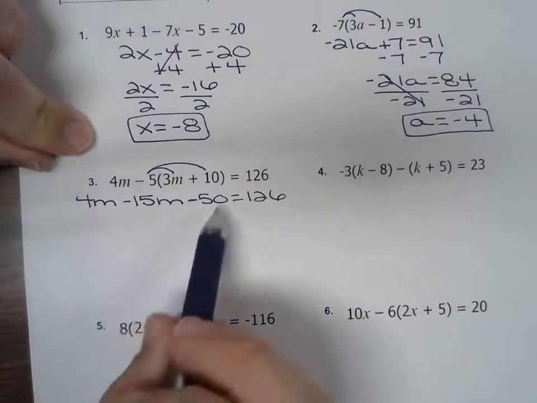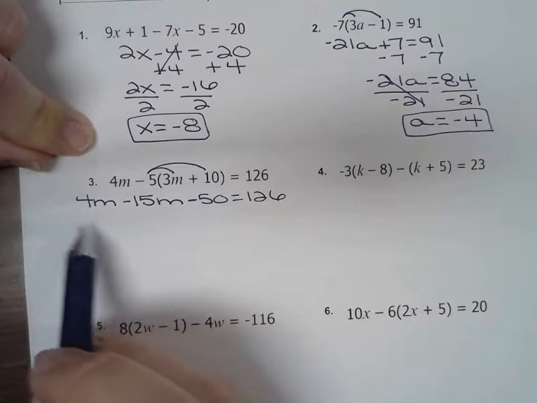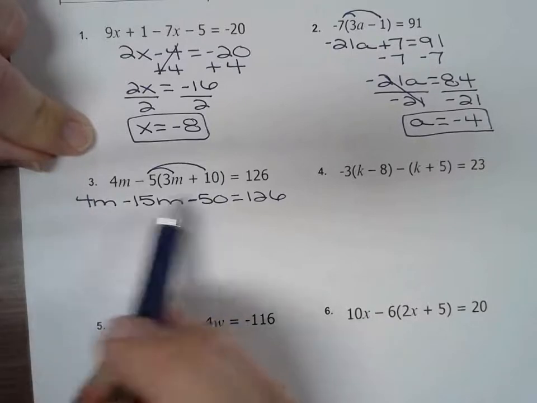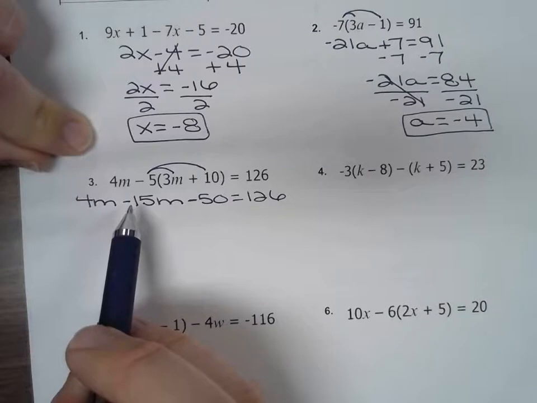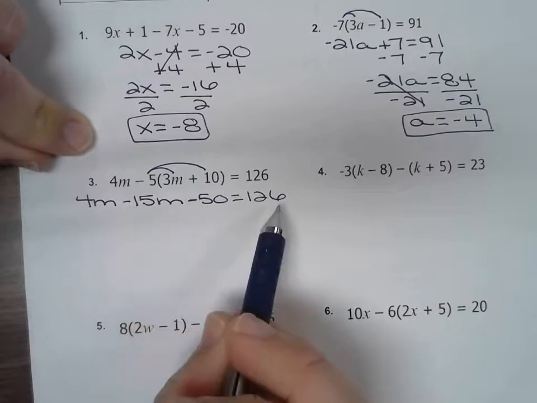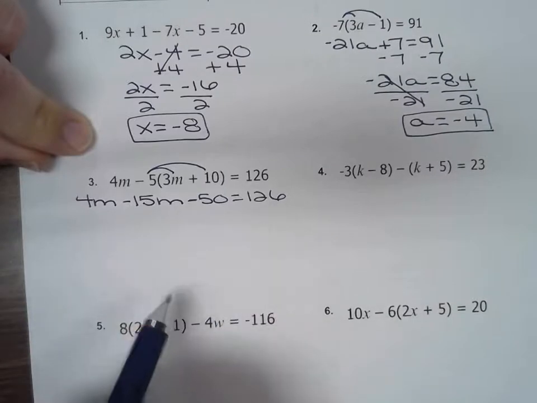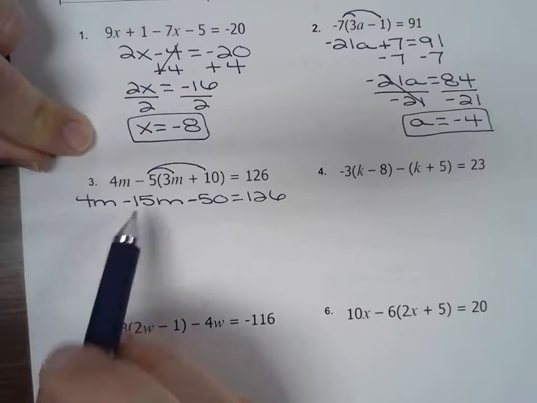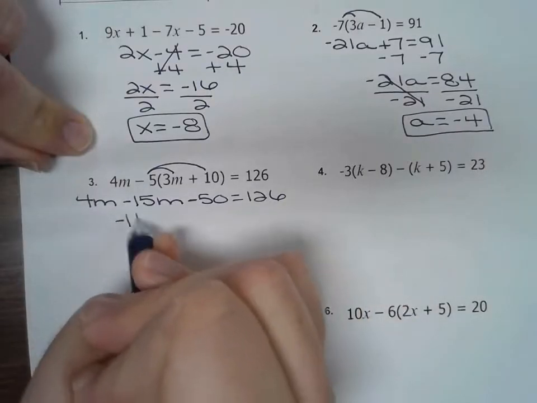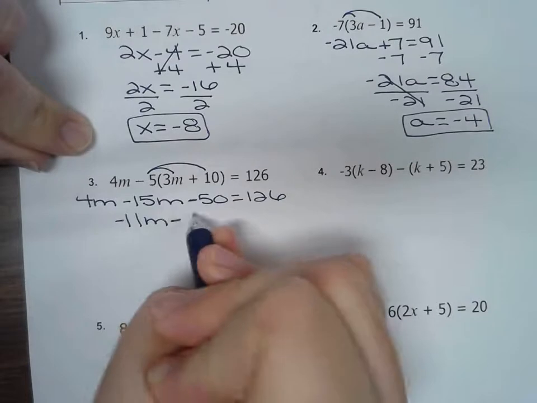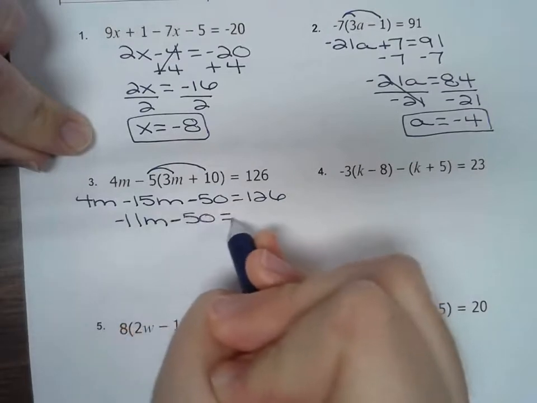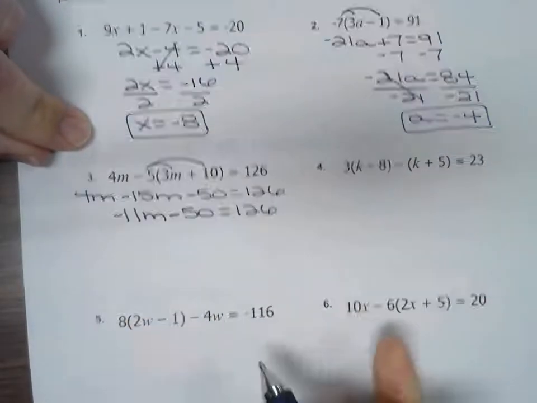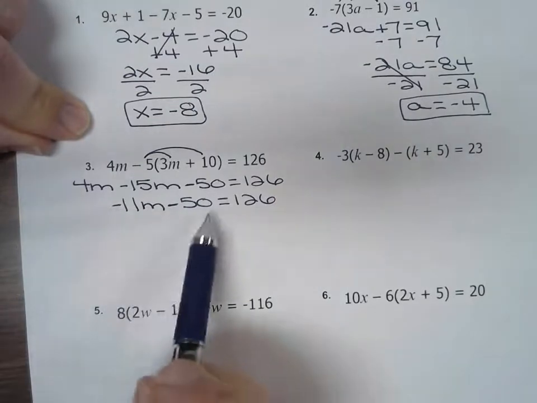Let's combine like terms on the left side. Again, when I combine like terms, we're keeping it on the left side, so we take the sign in front. We only use opposite when I would move it over to the other side of the equal sign. 4 minus 15, negative 11m. There's nothing to put the negative 50 with on the left side, equals 126. So we're going to combine the left side first.